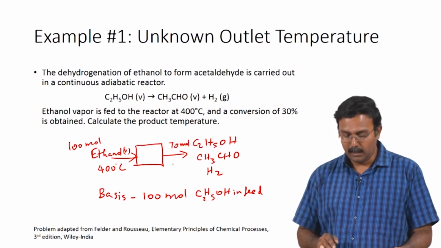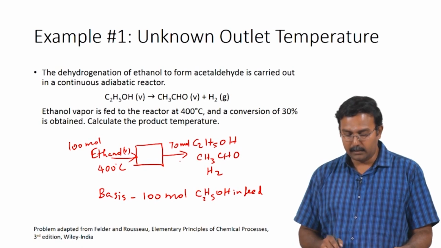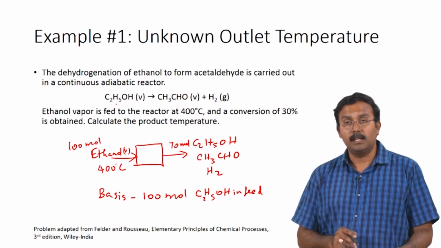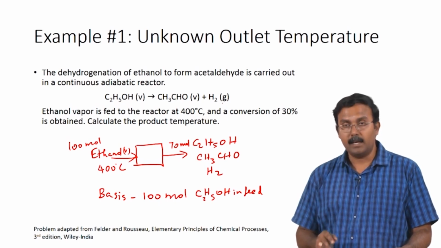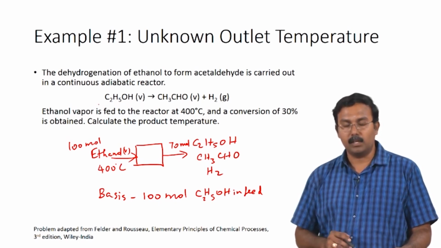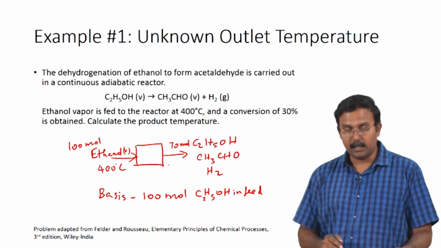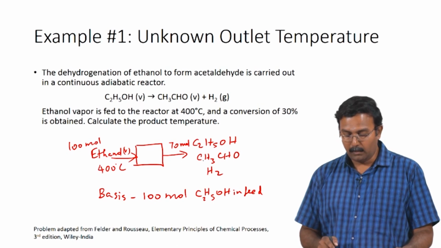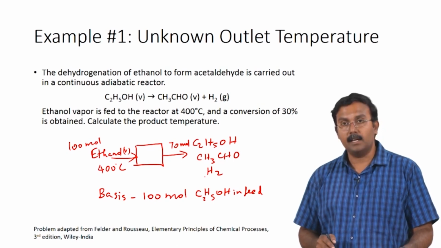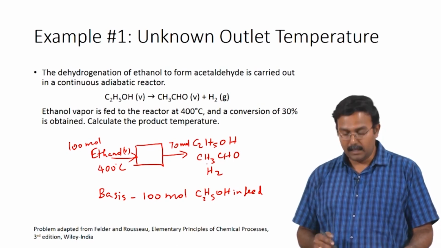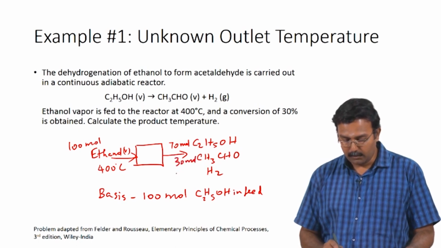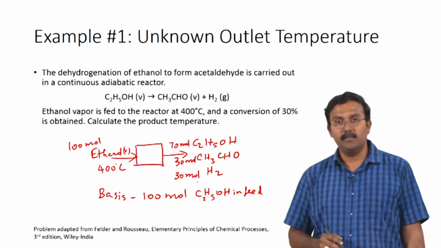So, this means you would have 70 moles of ethanol leaving the system. Based on the stoichiometry, we can identify that 1 mole of acetaldehyde is produced per mole of ethanol consumed and 1 mole of hydrogen is produced per mole of ethanol consumed. So, based on that, we know 30 moles of ethanol has been consumed. So, output for acetaldehyde and hydrogen would be equal to the generation, which is basically 30 moles. So, you have 30 moles of acetaldehyde and 30 moles of hydrogen leaving the system.